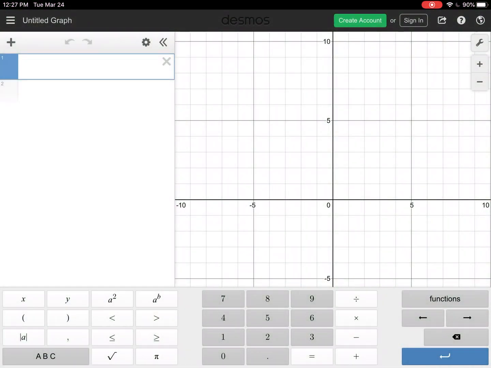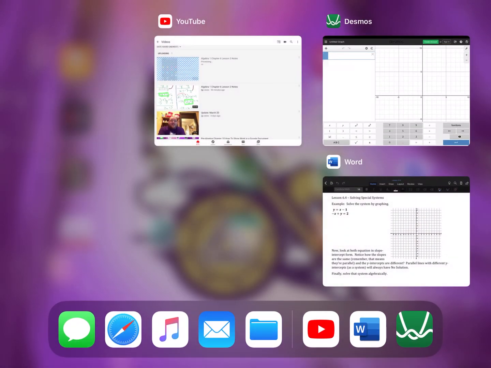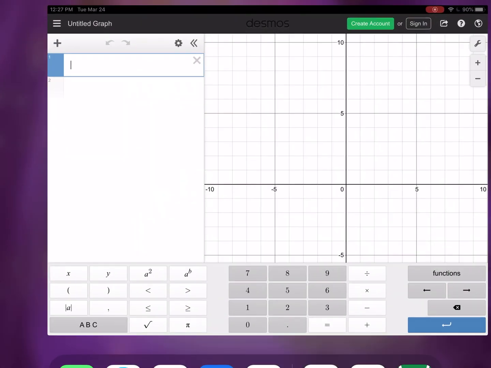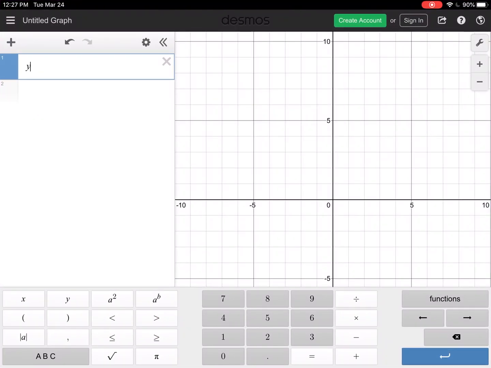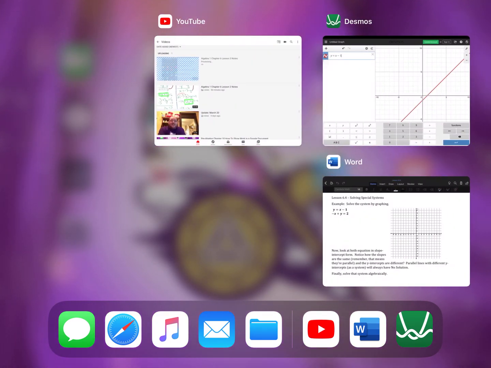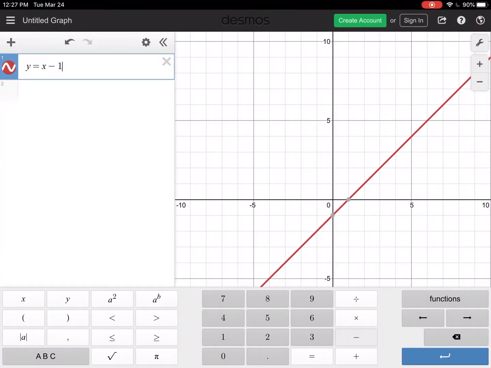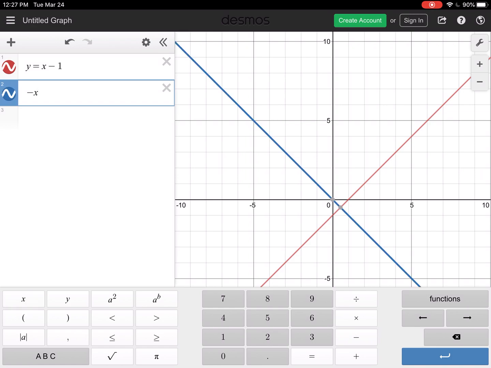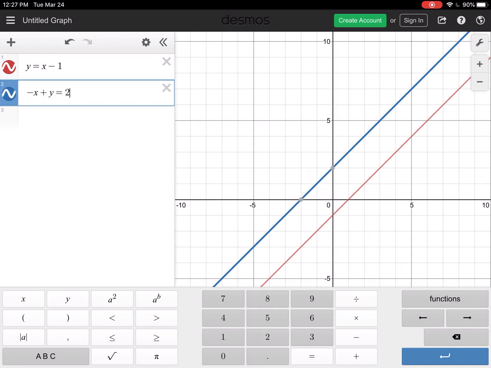And think about it for a second. We're asked to graph y equals x minus 1, and also to graph negative x plus y equals 2. So negative x plus y equals 2. How about if I put those on two separate lines? There we go.